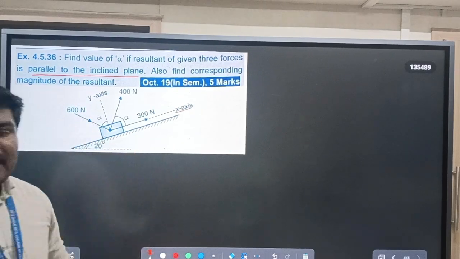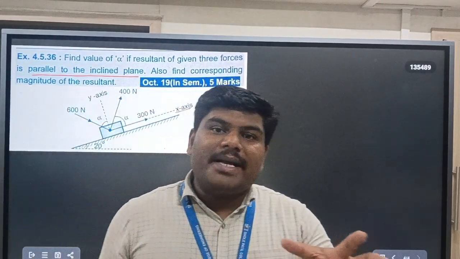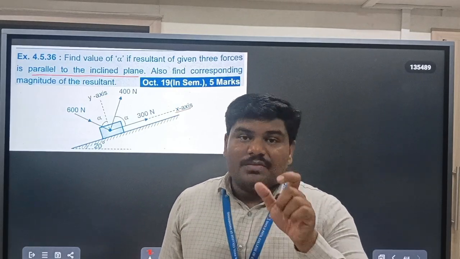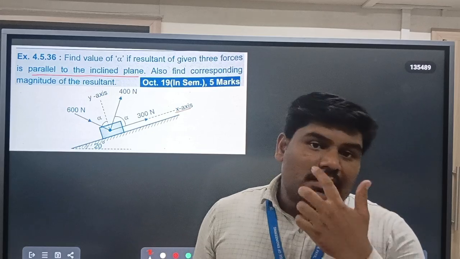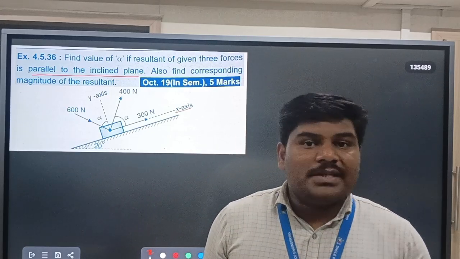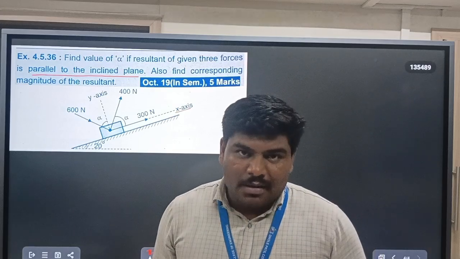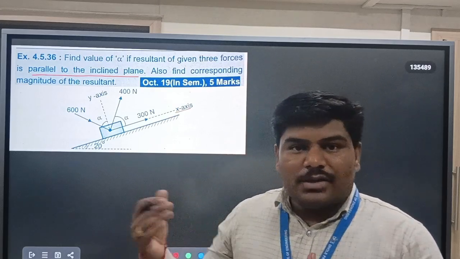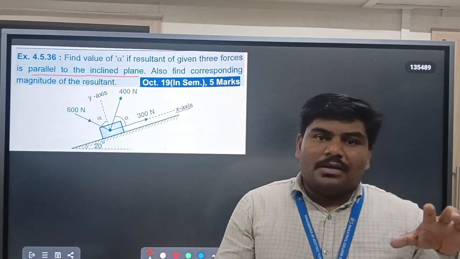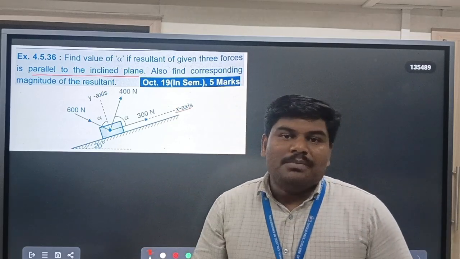That means the resultant force is moving along the x direction. The vertical component of the resultant is 0. In the previous numerical, the resultant force was moving in the vertical direction. That's why we took F_y equal to R, and F_x equal to 0. But in this numerical, it is reverse. The resultant is moving along the x direction, and the vertical component will become 0.